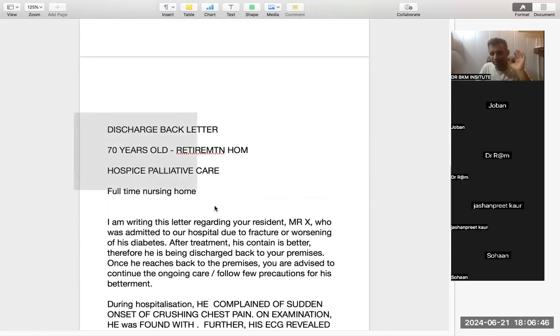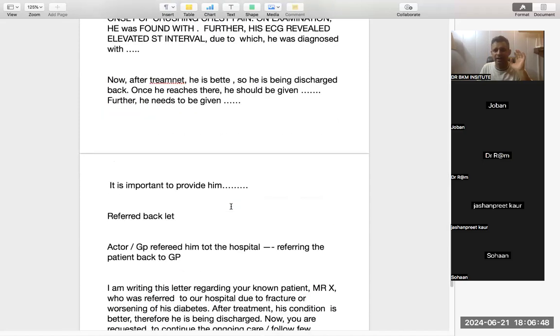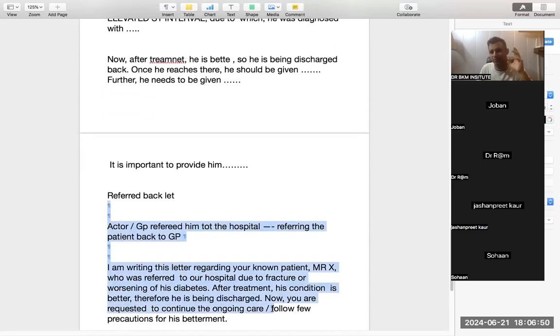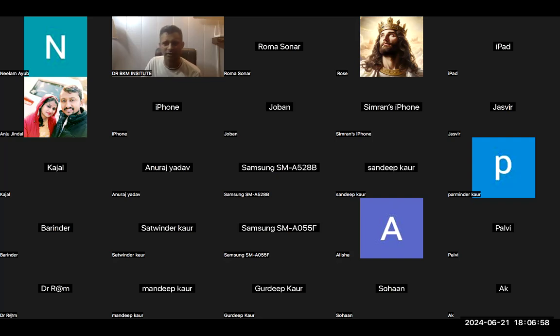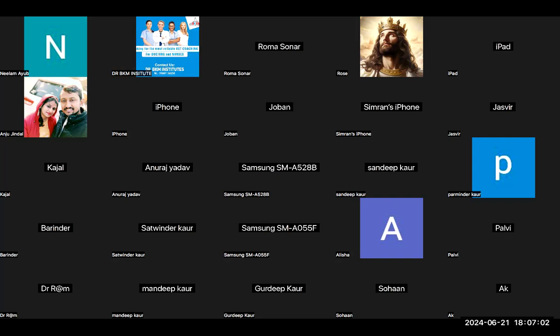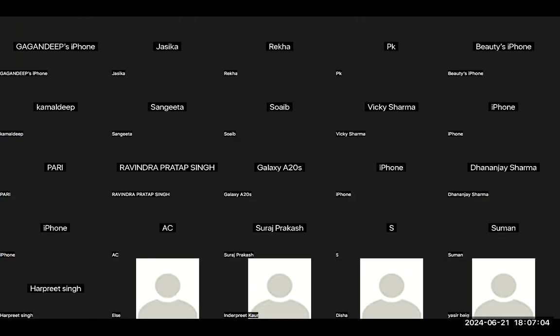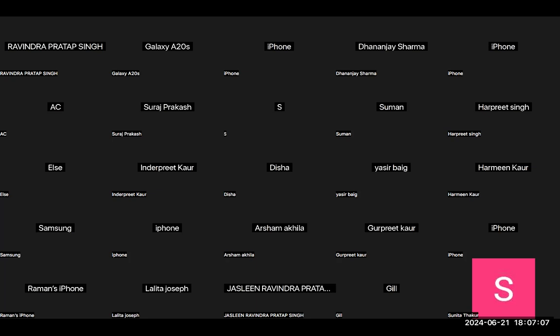Then do discharge back letter 5 times. Then do referred back letter 5 times. It will hardly take any time. Trust me, by the third time you would have become an expert anyhow. The last 2 times we are just making sure that nothing bad happens with us. This is Dr. Bhupesh from Dr. BKM OET Institutes. I hope you learned a lot and enjoyed the video.